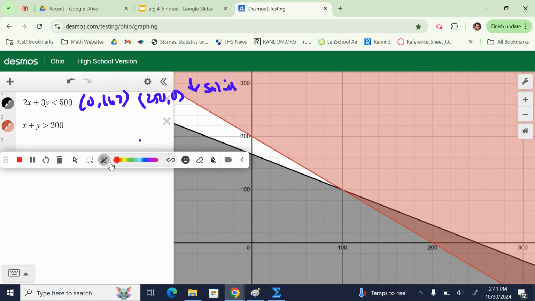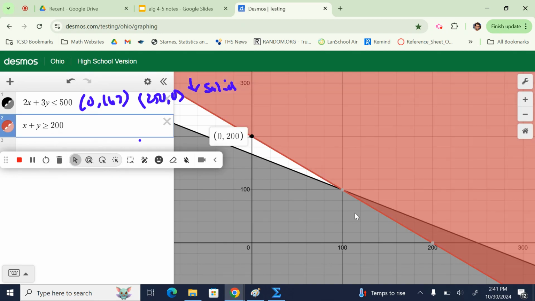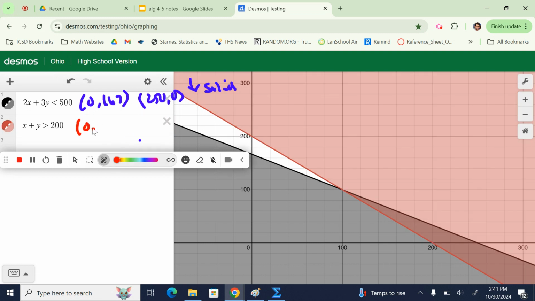Okay, then for the red one, if I click on those dots, I think it's at 200 and 200, which is pretty simple. So we have 0, 200, and 200, 0. And then we're shading above, and it's also solid. So somehow, some way I need to put these numbers on my coordinate plane as best I can, right? Again, it's a word problem, it's not easy.